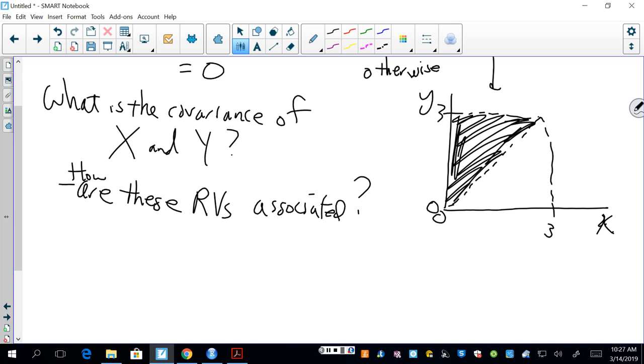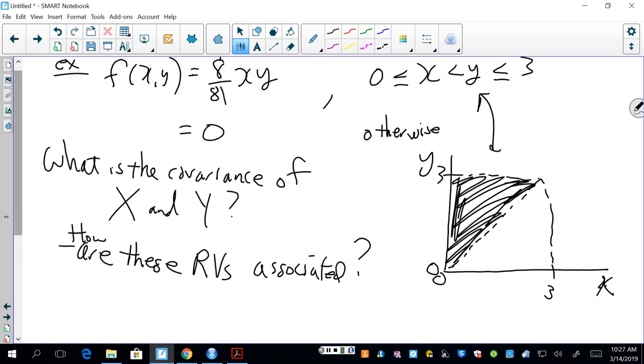With one another. They tend to increase together, tend to decrease together. Before we do the calculations, any guesses? The value of x, how is that going to influence the value of y, or the possibilities?